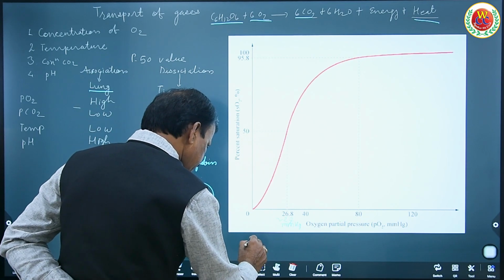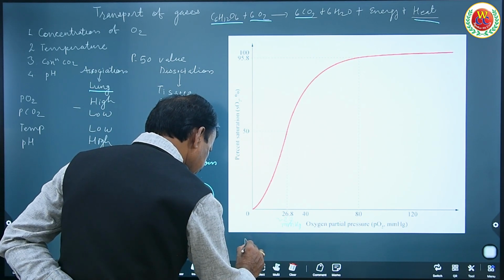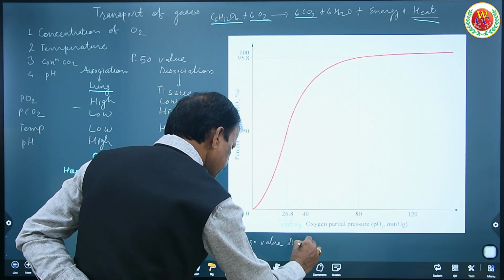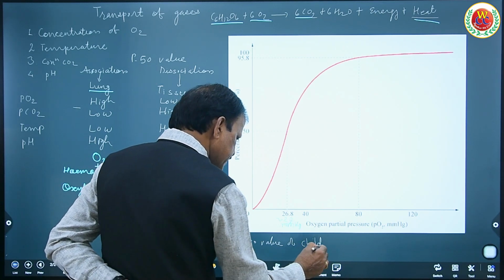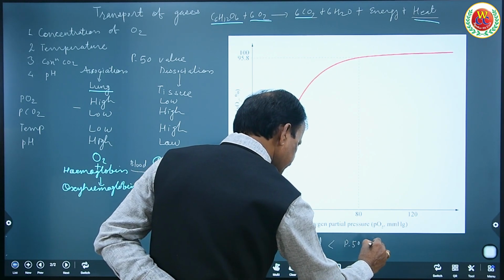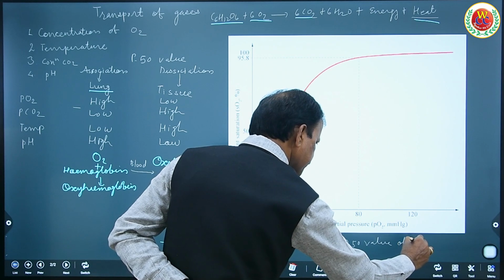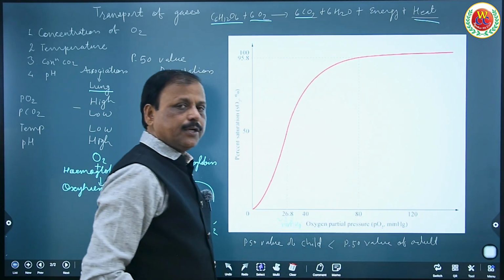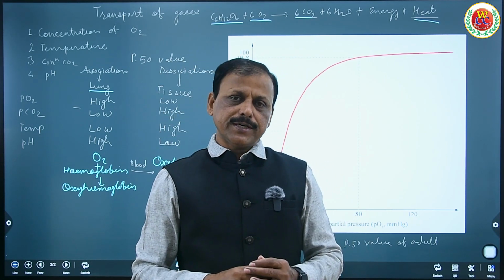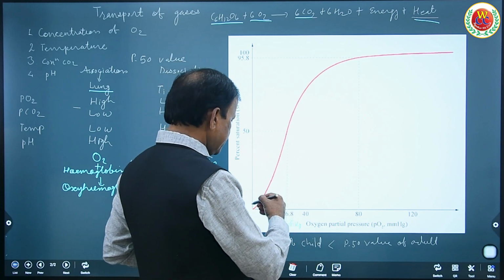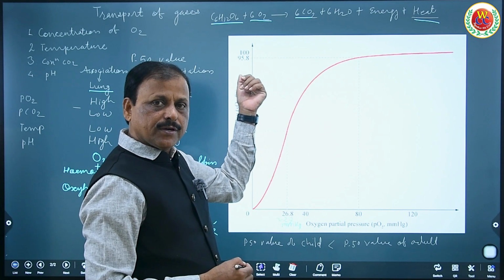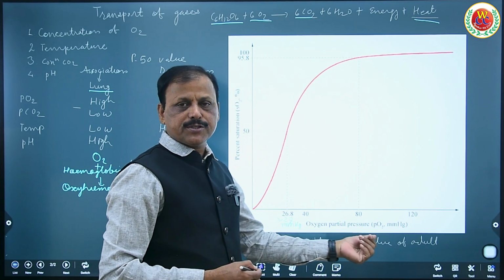Therefore, I write here: P50 value of a child, of less age, is always less than P50 value of an adult. Now, understanding when the P50 value decreases and increases is very important. This is the sigmoid curve, which is plotted as the percentage saturation of hemoglobin by oxygen against the partial pressure of oxygen.